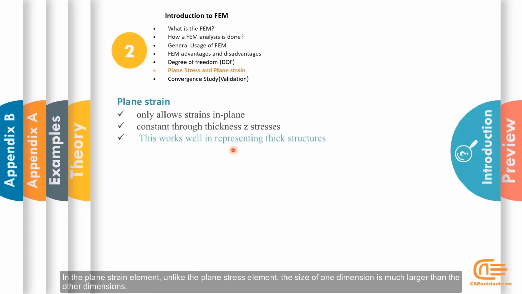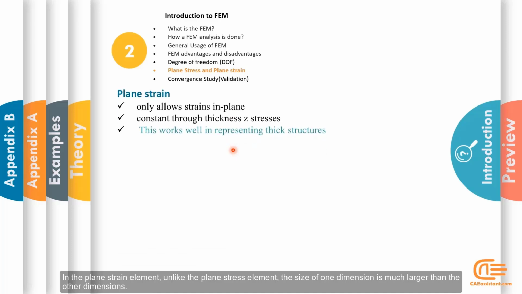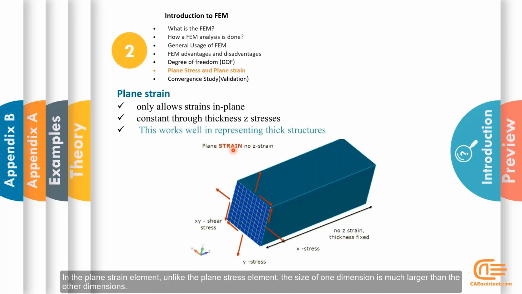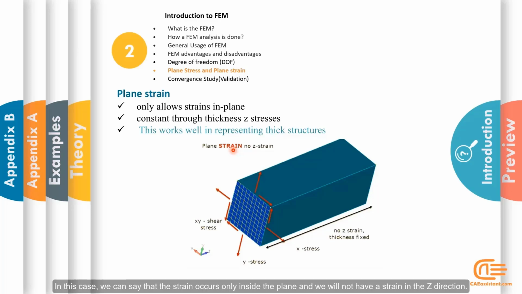In the plane strain element, unlike the plane stress element, the size of one dimension is much larger than the other dimensions. In this case, we can say that the strain occurs only inside the plane, and we will not have a strain in the Z direction.